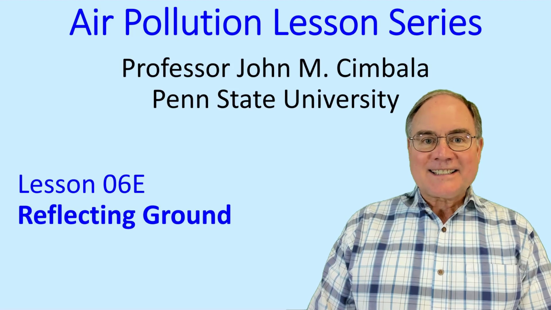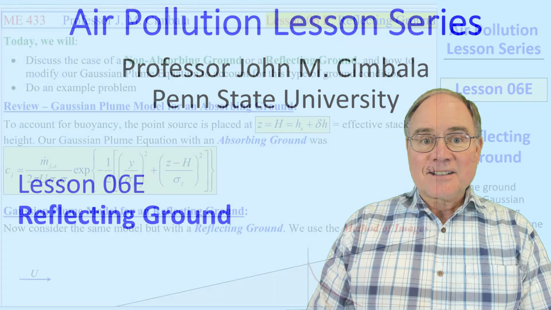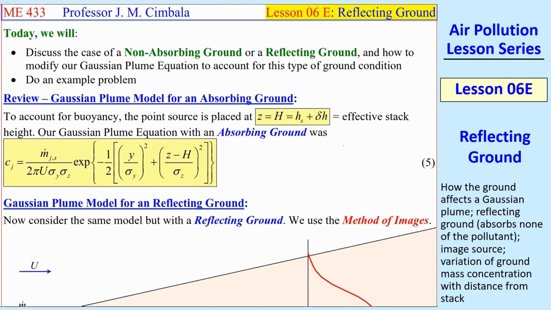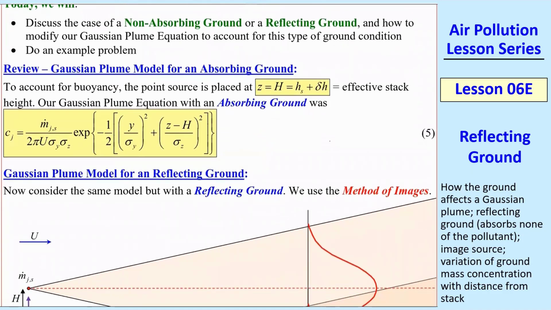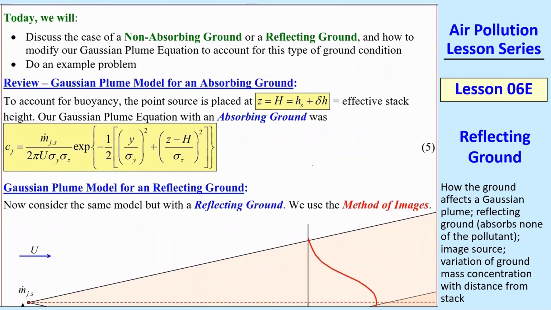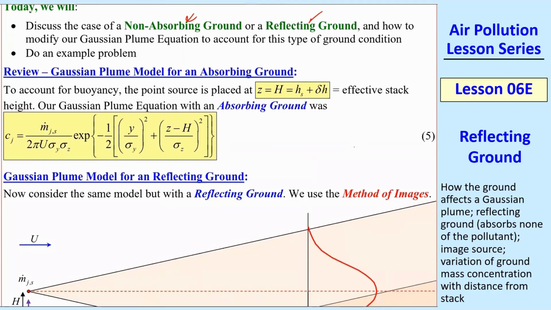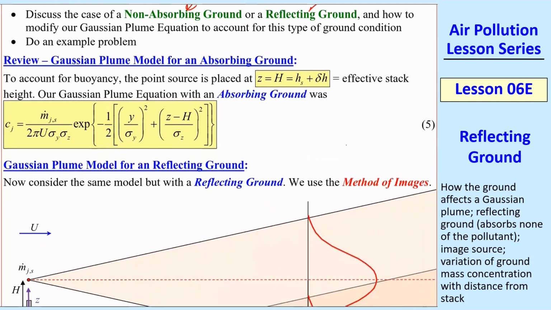Welcome to Lesson 6E, Reflecting Ground. We keep building up on things and making it more realistic and a little bit more complicated. Last time we talked about absorbing ground. Now we're going to talk about non-absorbing ground, or we'll call it a reflecting ground. And we're going to modify our Gaussian plume equation to account for this.